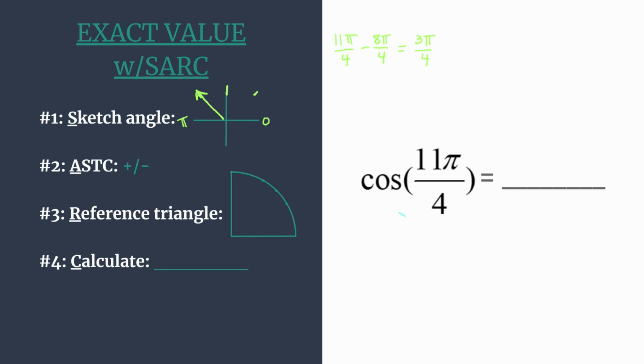So working our way around, we say all, starting in quadrant 1, all are positive. Students, S, so sine and cosecant are the only ones positive in the second. Tangent and cotangent are positive in the third. And cosine and secant are the only ones positive in the fourth. So we really care about here, the second quadrant, only sine and cosecant values will be positive. We're trying to find the cosine of 11 pi over 4. Thus, our final answer will be negative.